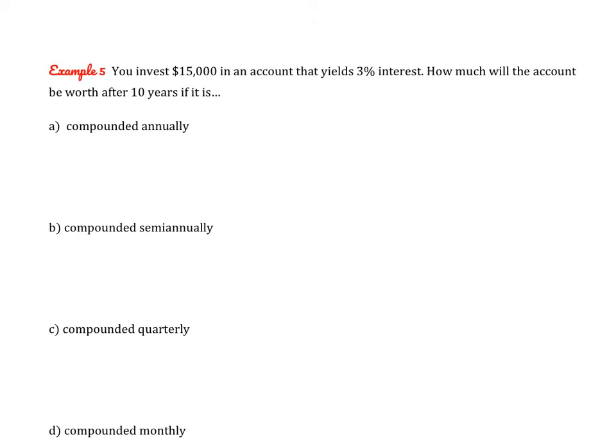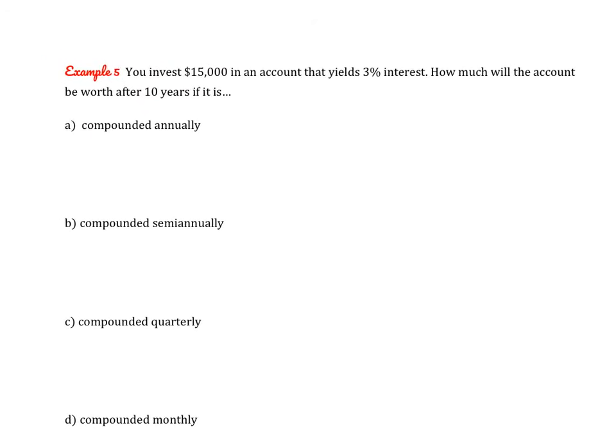So in this example, we're going to look at a scenario, and we're going to see how much our account is worth if it's compounded differently. So if it's compounded annually, semi-annually, etc. So we'll see how changing the number of times per year an account is compounded will affect how much money we earn. So to start, it says you invest $15,000 in an account that yields 3% interest. So that we know is P is 15,000, our principal, and R is 0.03, 3% as a decimal.